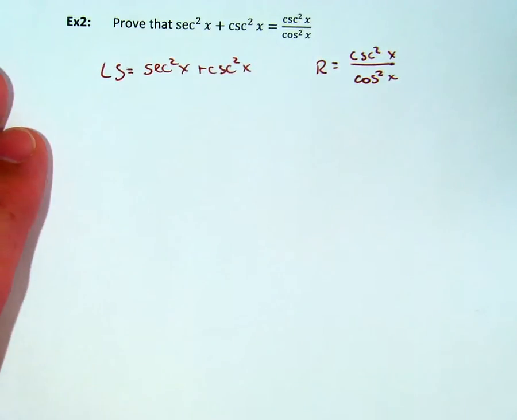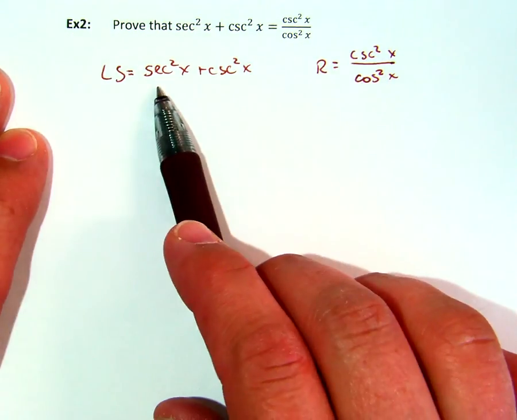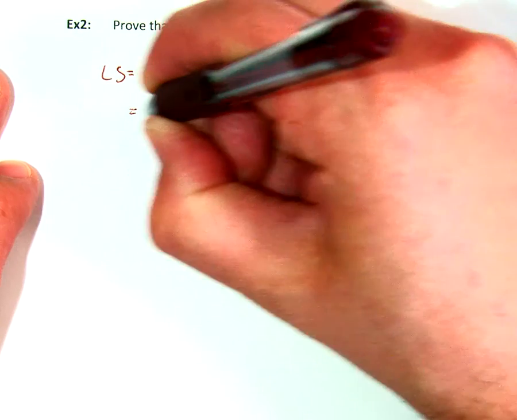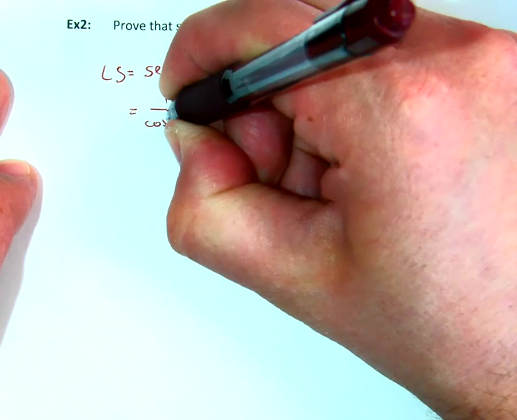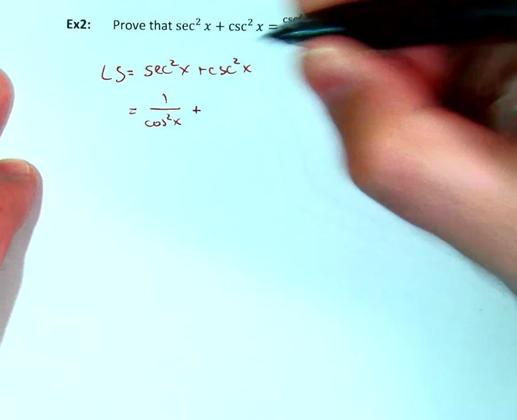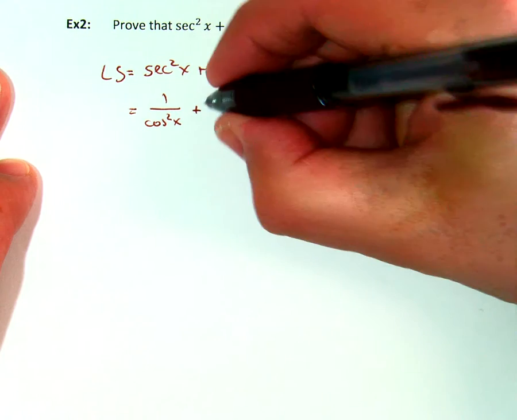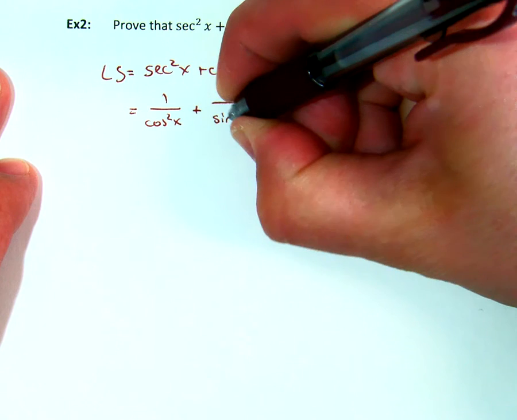So the first step in these, usually almost always the first step, would be switch everything to sine and cos. So I know that secant is a reciprocal trig function. So secant will be 1 over cos squared. So 1 over cos squared x plus cosecant squared x, cosecant is 1 over sine x, so it would be 1 over sine squared x.